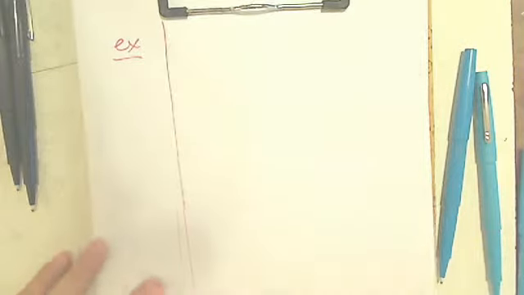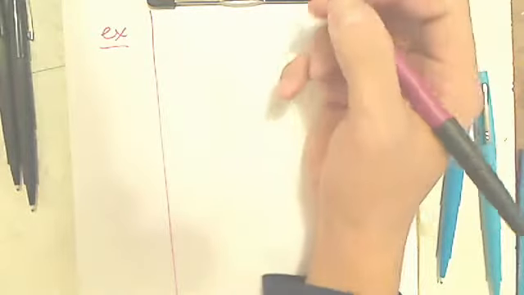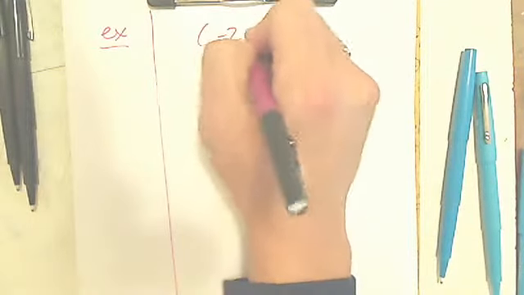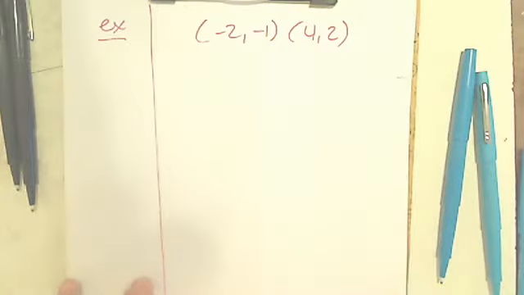Example number 1. Again, sometimes graphing it is not the easiest way to find the slope. And sometimes the slope might be a really weird decimal. Here we go. Points are -2, -1, and 4, 2. No, don't graph it. No graphing allowed. Not tonight. -2, -1, 4, and 2.